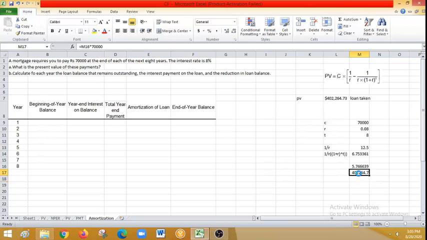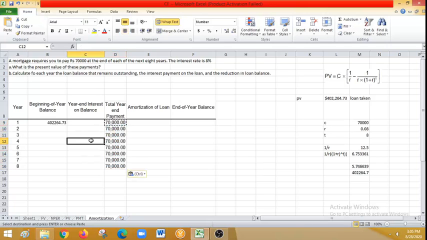So 4 lakh, whatever I have here. I will just type it, 4,02,264.73. I will have the decimal also. Okay, fine. Total year end payment, every year what am I paying? Every year I am paying 70,000. I will just copy and paste for 8 years, because the data is not going to change. For all the 8 years the payment is going to be 70,000.